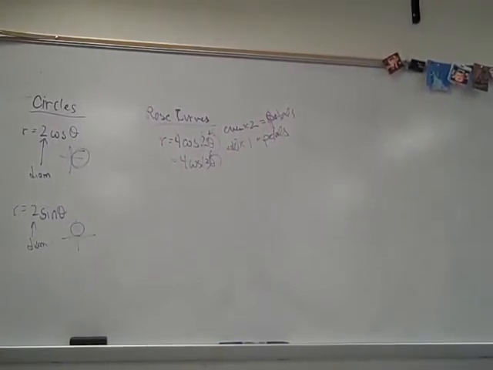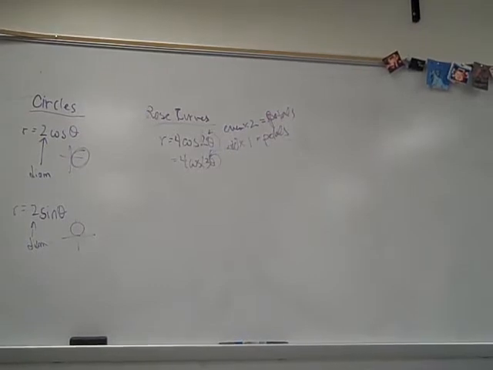How do we know what angle to make them? You just try to make them evenly spaced. Is there always one on the positive x axis? No, not necessarily. If it's sine, it's not necessarily on the x axis.